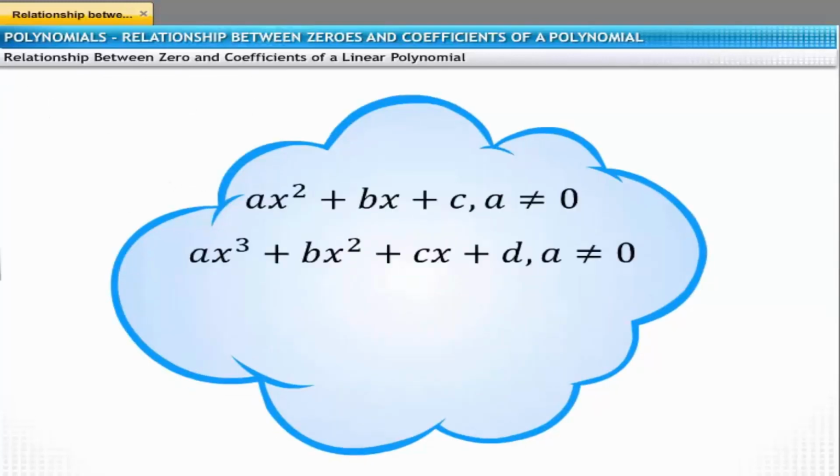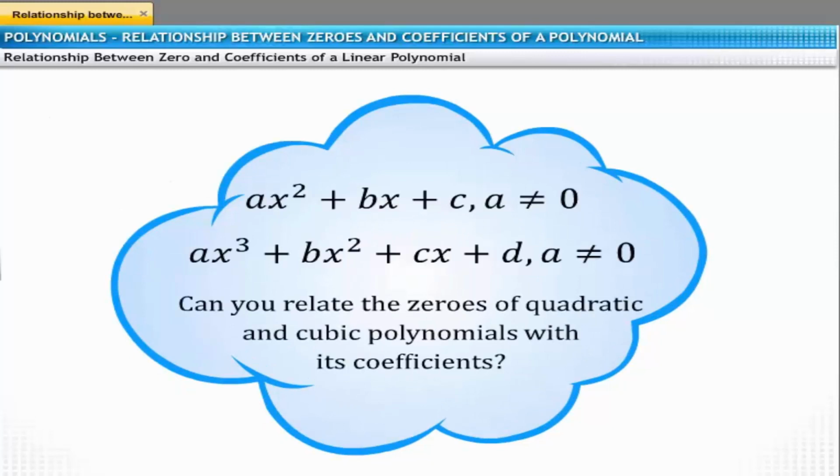Next, we'll discuss the relationship between the zeros of quadratic and cubic polynomials with its coefficients.